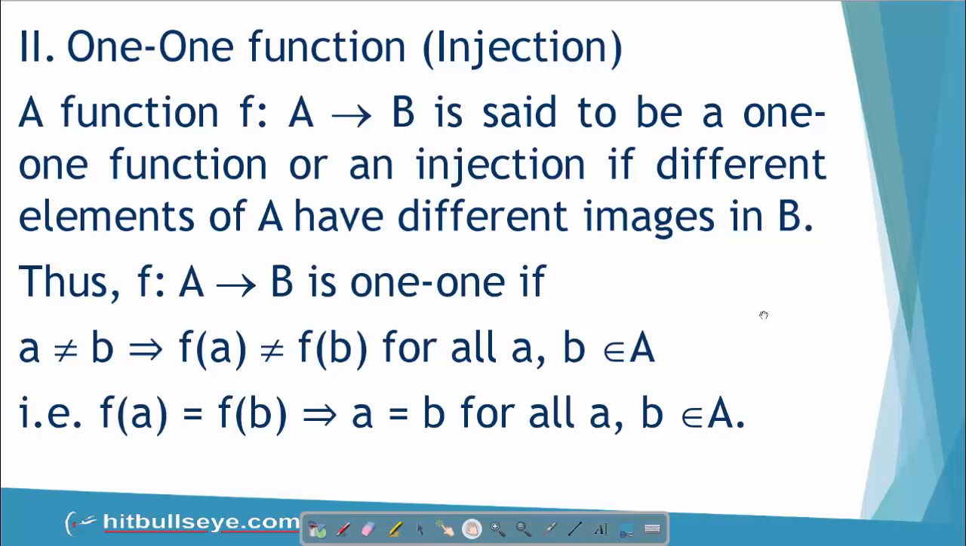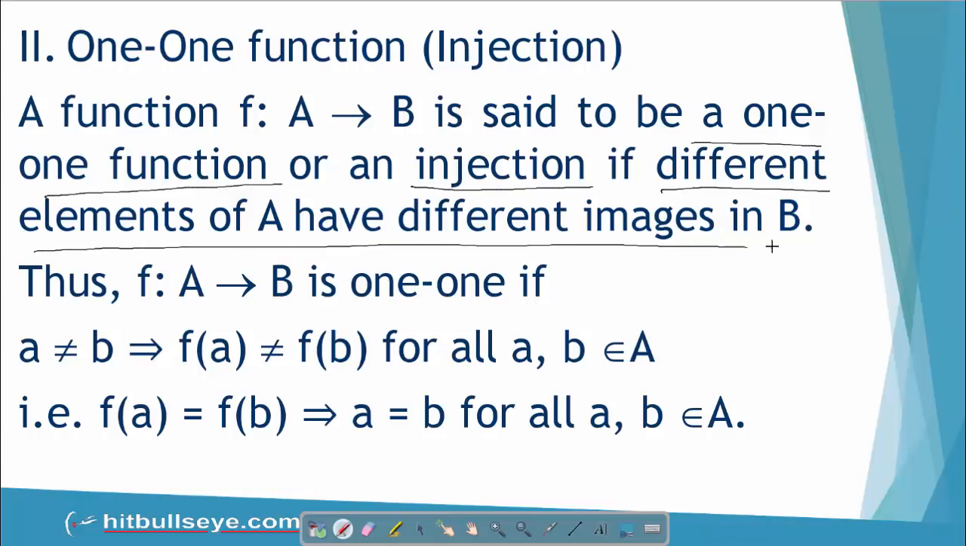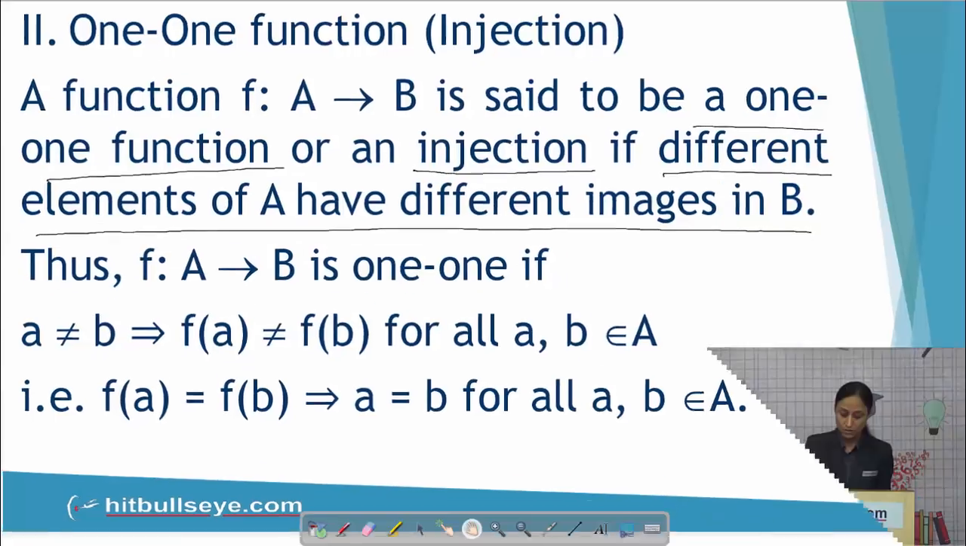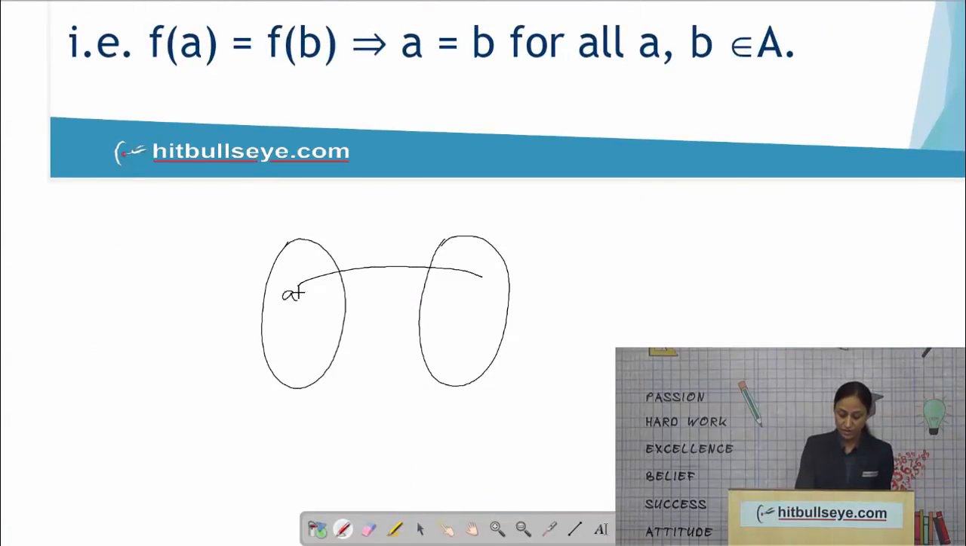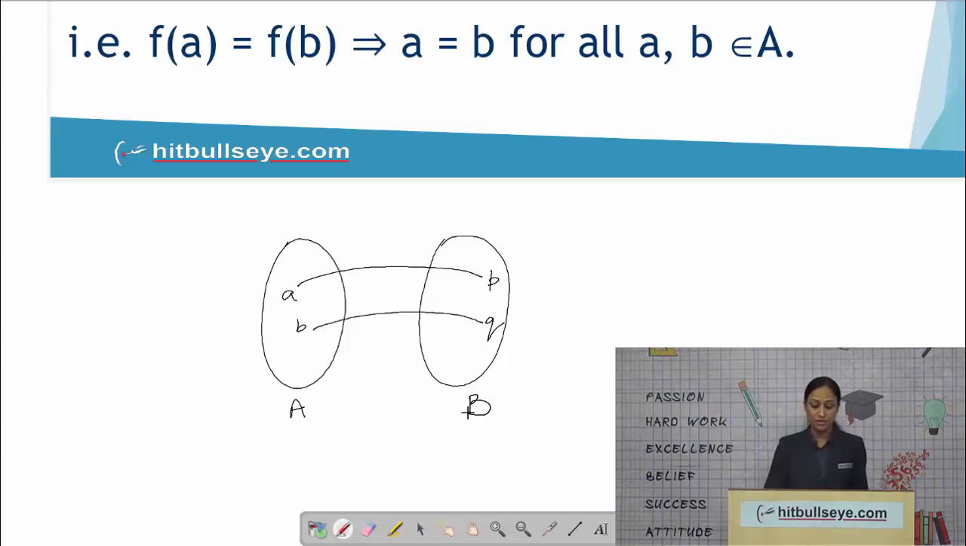That means a function f from A to B is said to be a 1-1 function, and the other name for a 1-1 function is injection, if different elements of A have different images in B. That means if I have an A related to P, I have a B related to Q, no two different elements of the set A are being mapped to the same element in the set B. So this kind of a function is called a 1-1 function.